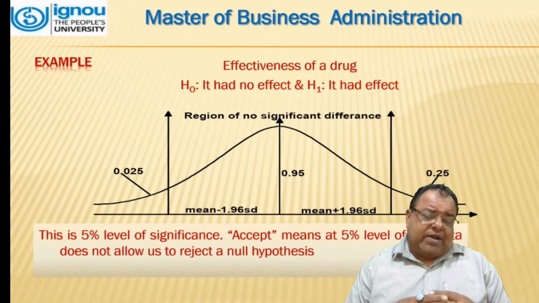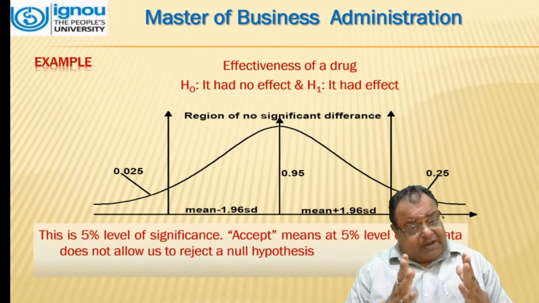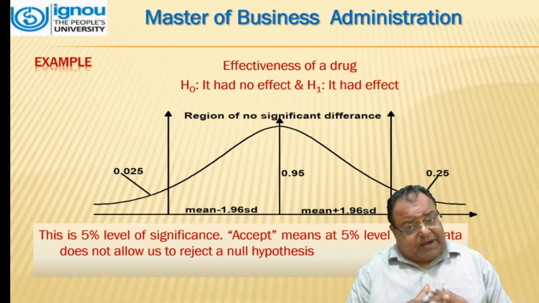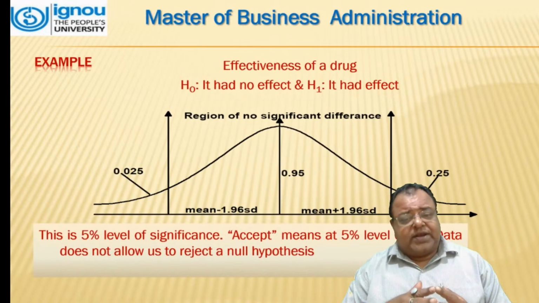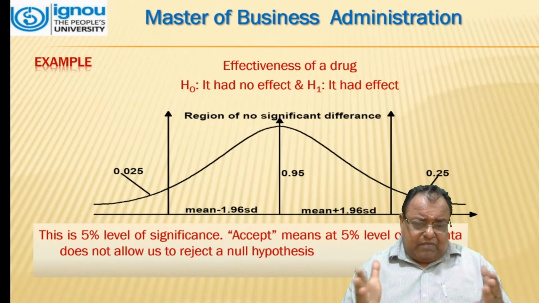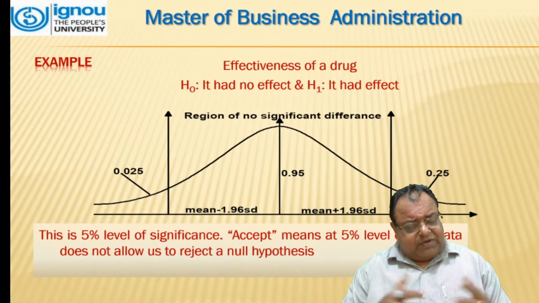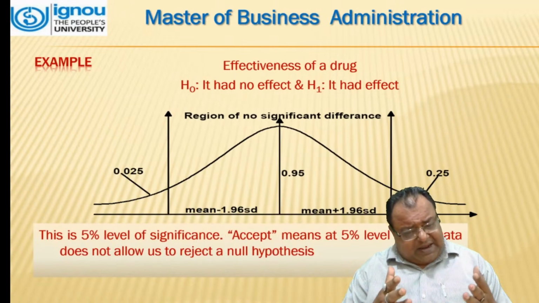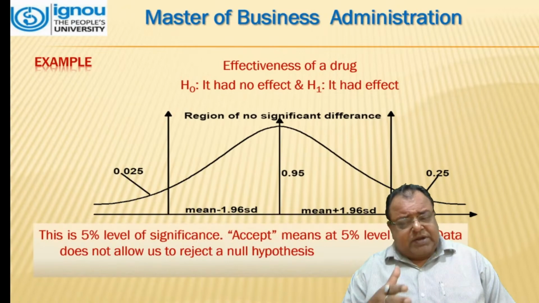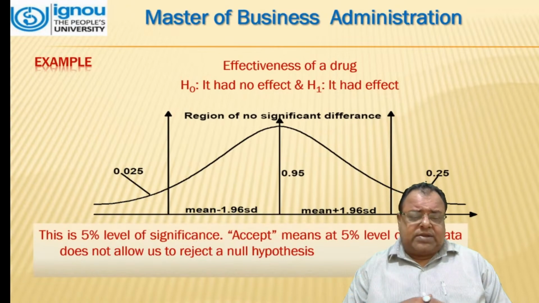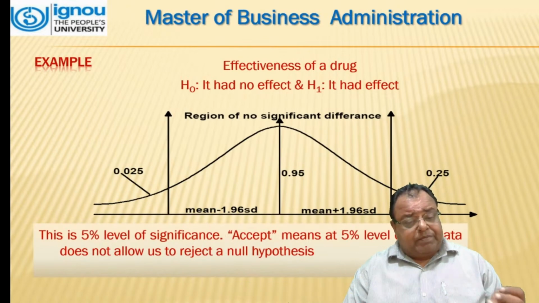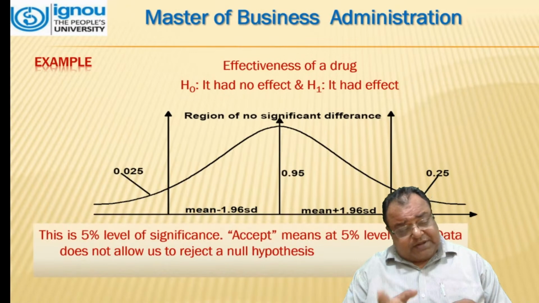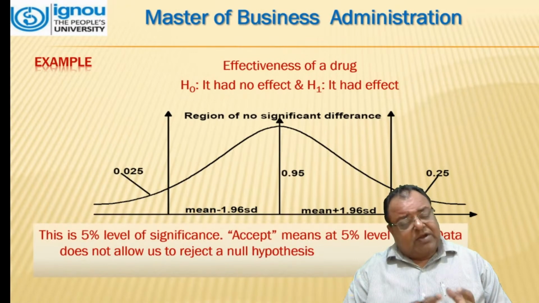Now, effectiveness of a drug. H0 says the drug had no effect and H1 says it had effect. So what are we going to do? We are finding out at a 5% level of significance. And we accept, meaning at 5% significance, the data does not allow us to reject the null hypothesis. You can see that the mean will be between mean minus 1.96 of SD, and on the right side it will be mean plus 1.96 of the SD.